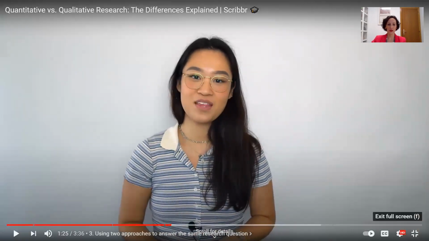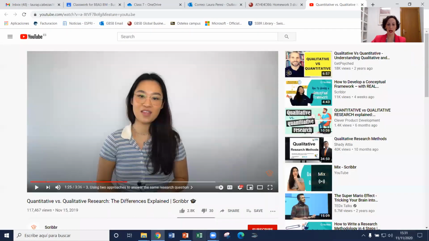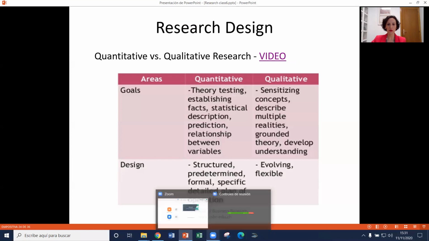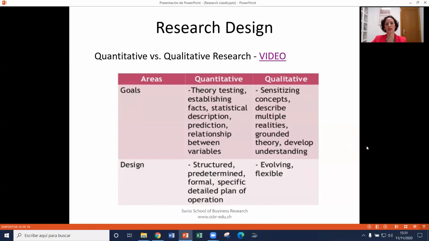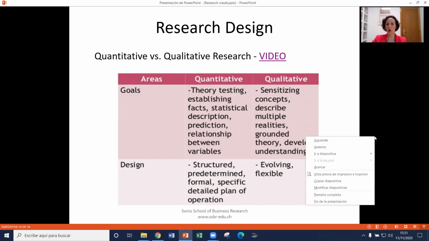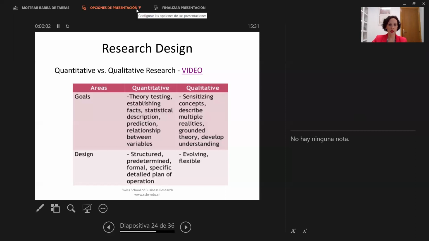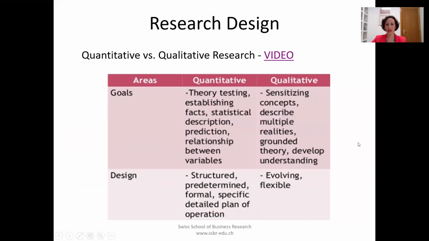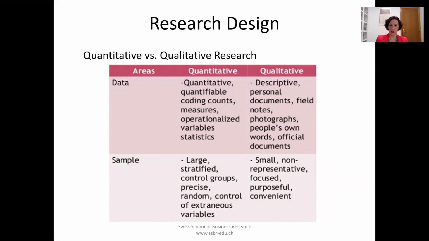Okay, so you can see the rest of the video yourselves because it's almost 4 minutes long. You have the link here. But basically, as you can see, quantitative is more based on theory testing, establishing facts, more statistical analysis, whereas qualitative is more about sensitizing concepts or being able to determine grounded theories, and develop a more detailed understanding.